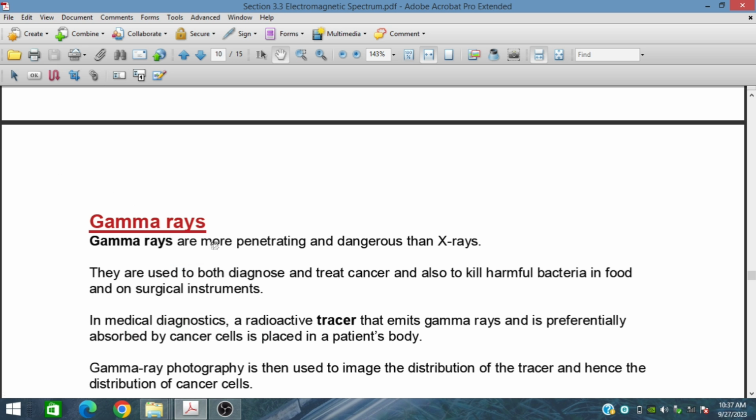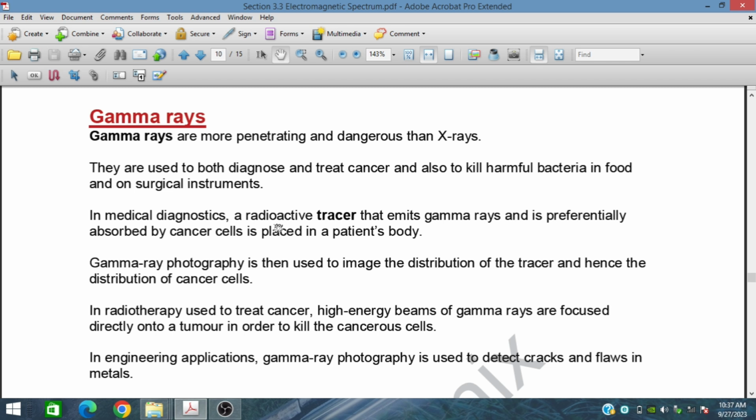Similarly, gamma rays are more penetrating and dangerous than X-rays because their frequency is even higher. They are used both to diagnose and treat cancer, and also to kill harmful bacteria in food and on surgical instruments. In medical diagnostics, a radioactive tracer which emits gamma rays and is preferentially absorbed by cancer cells is placed in the patient's body. Gamma ray photography is then used to image the distribution of the tracer and hence the distribution of cancer cells.